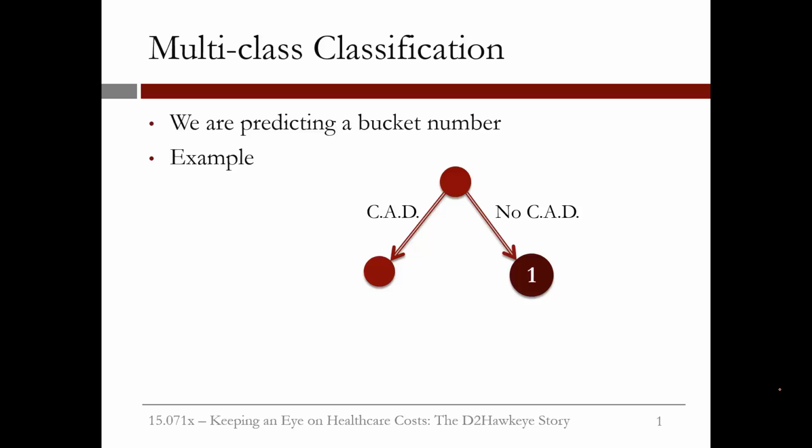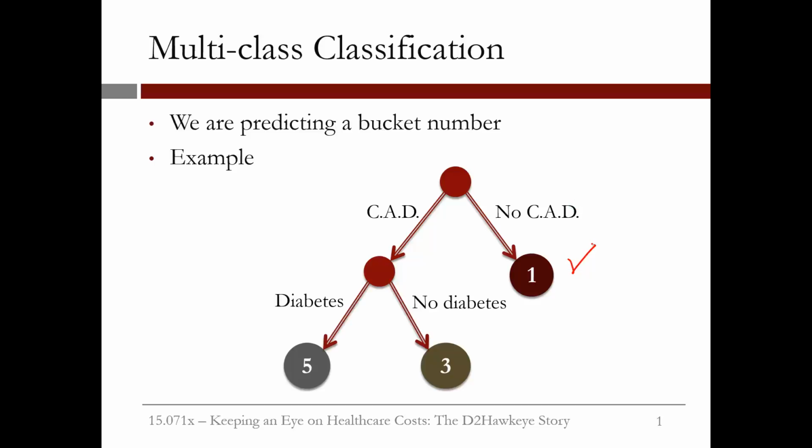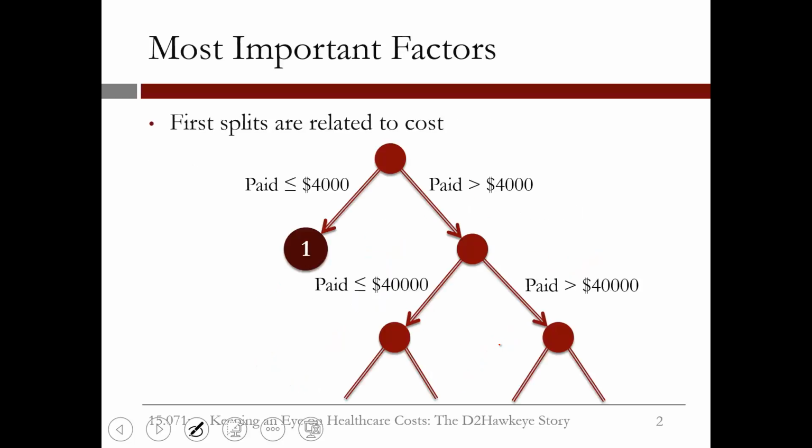So if a patient does not have a coronary artery disease, we classify the patient as bucket 1. If it has coronary artery disease, then we check whether the person has diabetes or doesn't have diabetes. If it has diabetes, then it's bucket 5, very high risk. And if it doesn't have diabetes, but given that it has coronary artery disease, it is classified as bucket 3. So this is an example in which we only have 2 diagnoses, to illustrate how the method works.